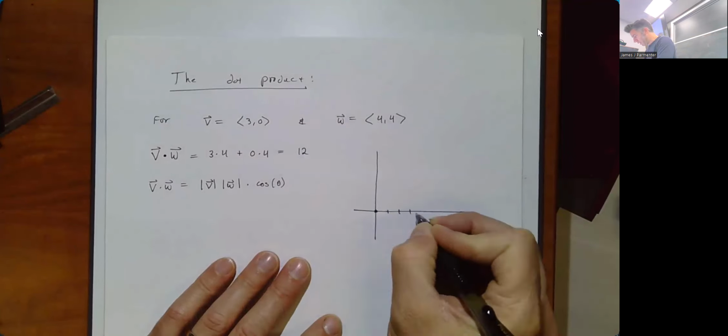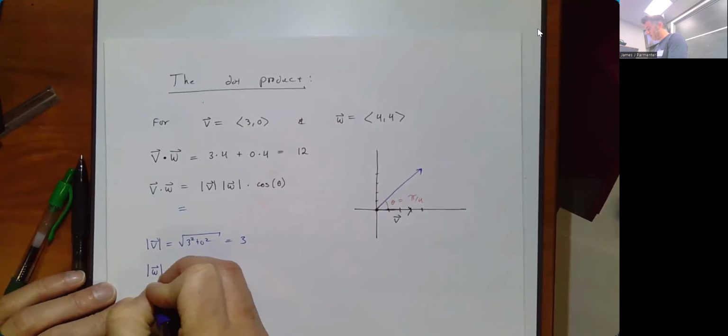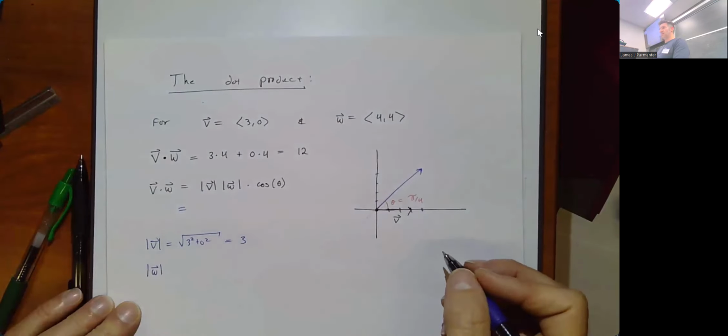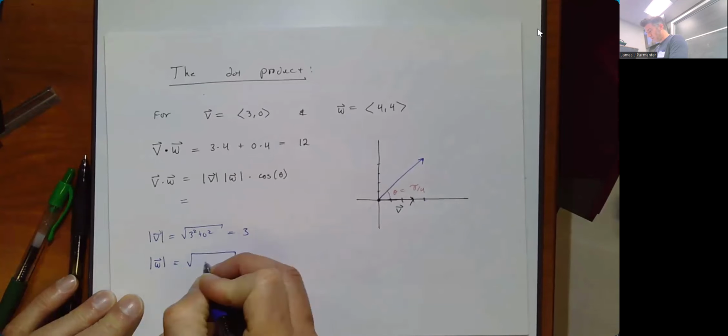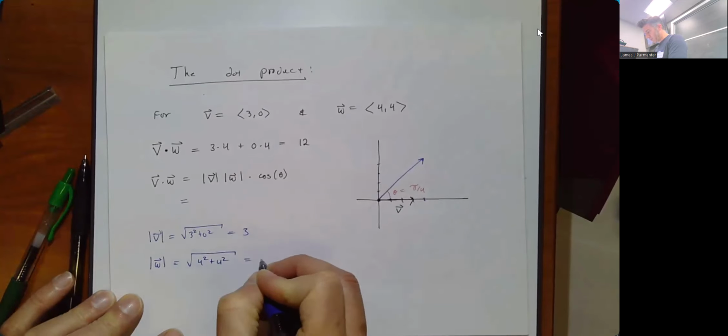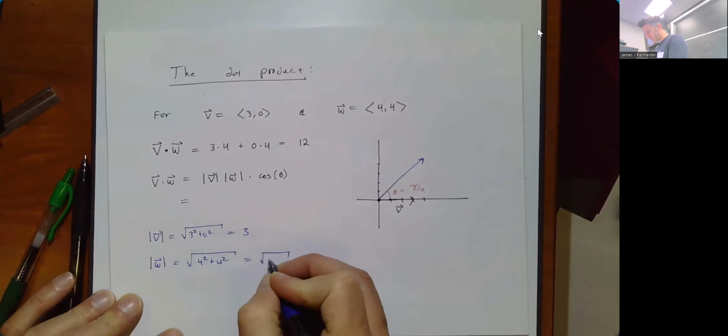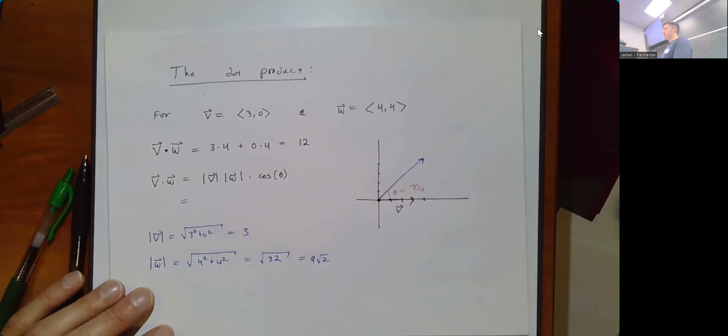So check this out. The magnitude of V: if only one of the components is not 0, the magnitude is just the absolute value of that component. So the magnitude of V is just 3, but we can calculate it. It's the square root of 3 squared plus 0 squared, which is the square root of 9. The magnitude of W, be careful. People make the mistake of saying the magnitude of W is 4. It's not 4. It's the square root of 4 squared plus 4 squared, which is the square root of 16 plus 16, which is the square root of 32. You can simplify that if you really wanted to as 4 root 2. I don't really want to, but I did.